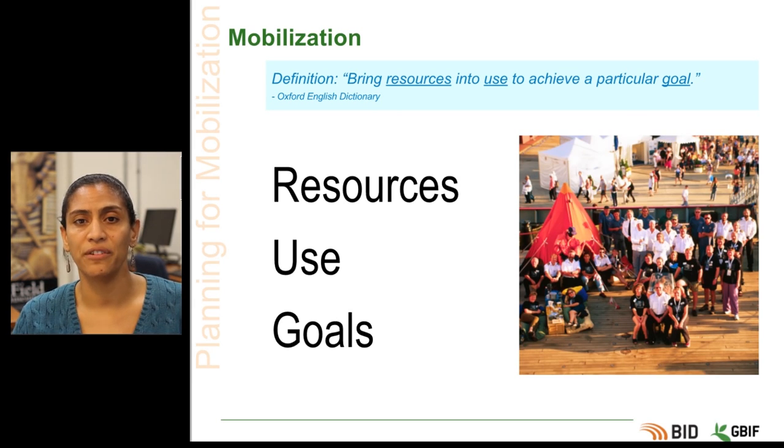Going back to our definition then, we can now see that resources refer both to people and physical assets like computers. Individuals can have more than one role and are associated with stakeholder groups, which in turn have affiliations. Use refers to the tasks that will be carried out by the individuals holding a particular role. And goals are the SMART outcomes that you need to achieve.